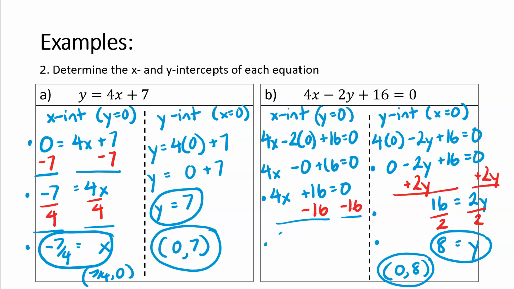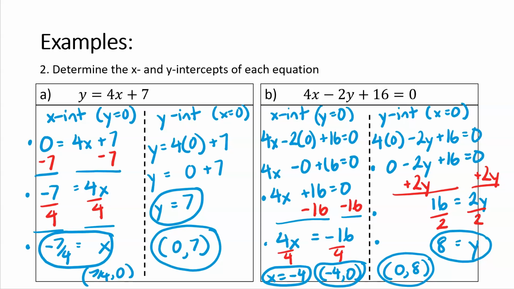On the left-hand side, we'll have 4x, because plus 16 and minus 16 cancels out. 0 minus 16 on the right is just minus 16. At this point, we can divide both sides by 4, and we'll have an answer of x equals negative 16 over 4, which is negative 4. As an ordered pair, that would be an x value of negative 4, a y value of 0.